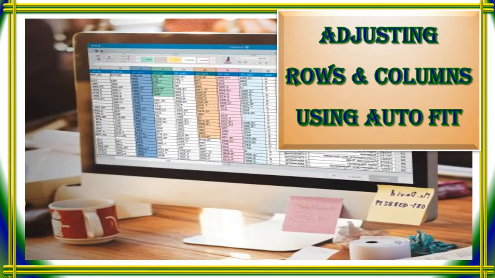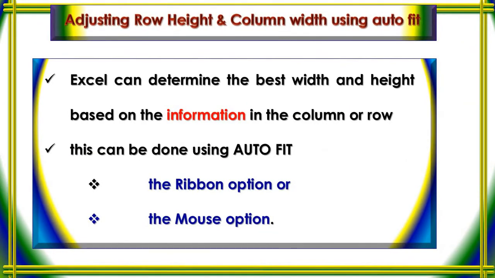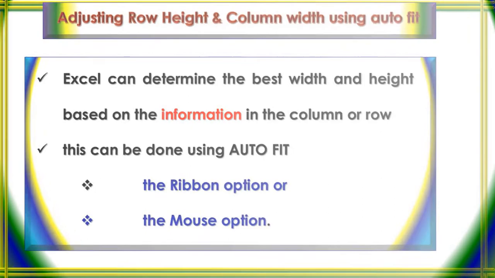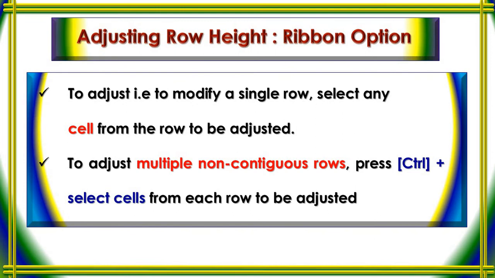Now we can see about how to adjust the rows and columns using Auto Fit option. Excel can determine the best width and height based on the information in the column or row using Auto Fit, that is using the ribbon option or the mouse option. Adjusting the row height using the ribbon option and also using the auto fit.